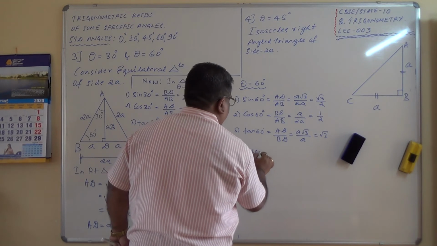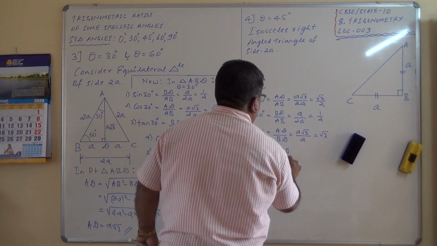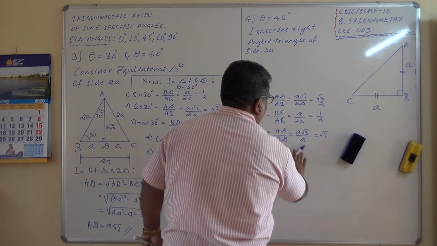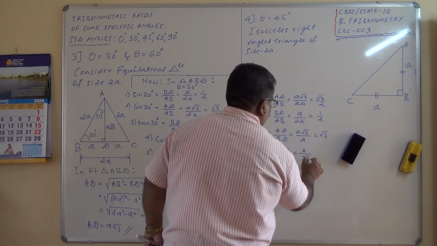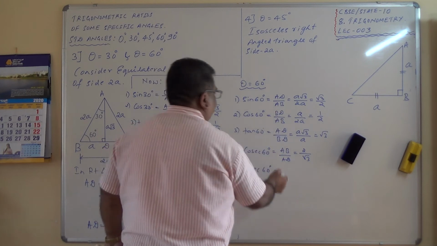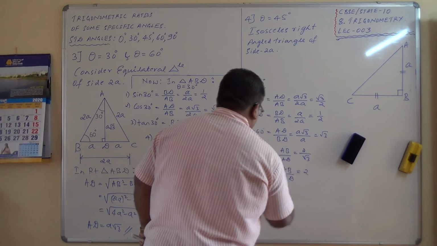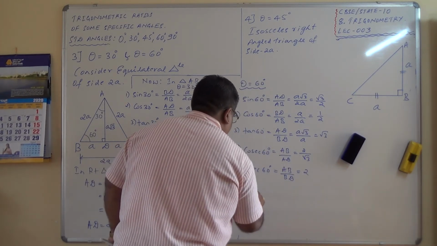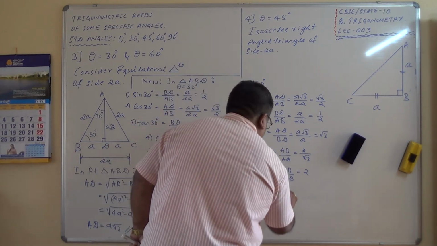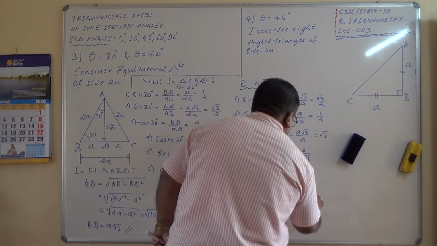Fourth one, cosecant 60 degrees is reciprocal of sine, AB by AD, which is 2A by A root 3, or directly I write 2 by root 3. Fifth one, secant of 60 degrees is the reciprocal of cos, AB by BD, which is 2. And finally cot of 60 degrees is reciprocal of tan, BD by AD, which is 1 over root 3.